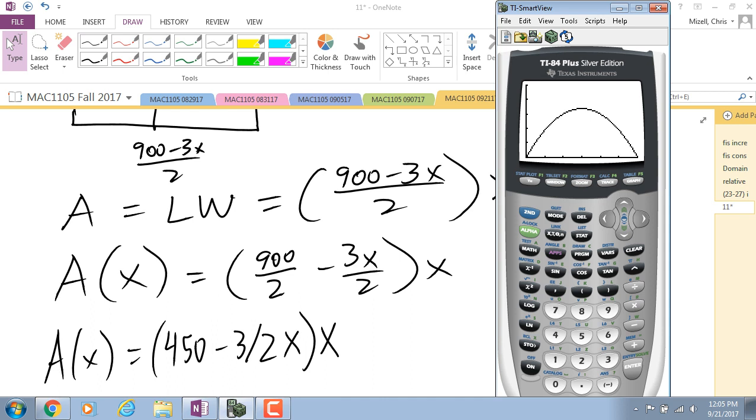Oh, let's see. Well, there are two sources of that. Could be a window here. Oh, it's the right window. Oh, this one right here. When you type in the y equals, you want to type in this. Change that to the, we had 450 minus 3 halves times x in parentheses, and then multiply that by the x. That gives the length times the width.